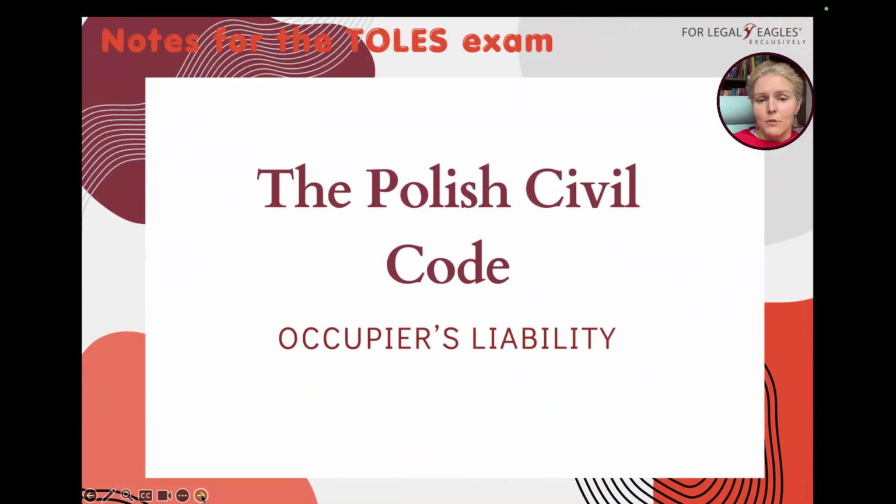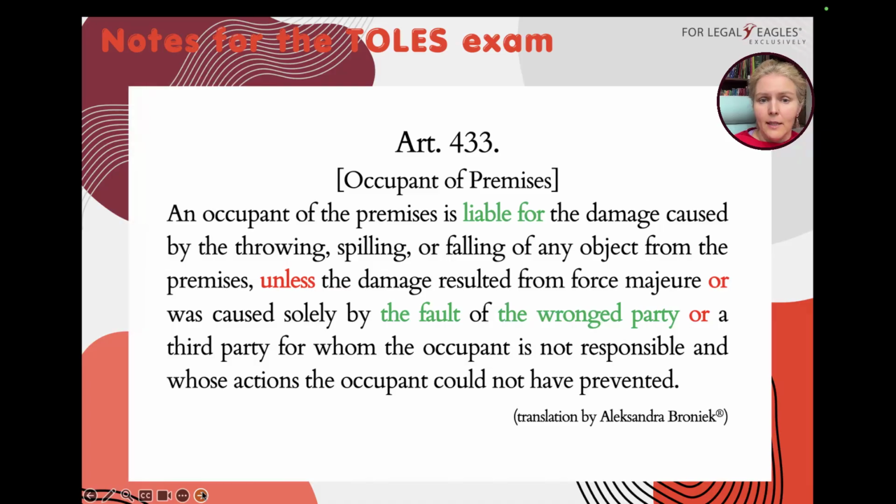One of the legal eagles noted that the Polish Civil Code seems to recognize the occupier's liability. Apparently, he believes Article 433 describes occupier's liability. Let's have a look at it. Do you think it is equivalent to occupier's liability? Article 433 says that an occupant of the premises is liable for the damage caused by the throwing, spilling, or falling of any object from the premises.